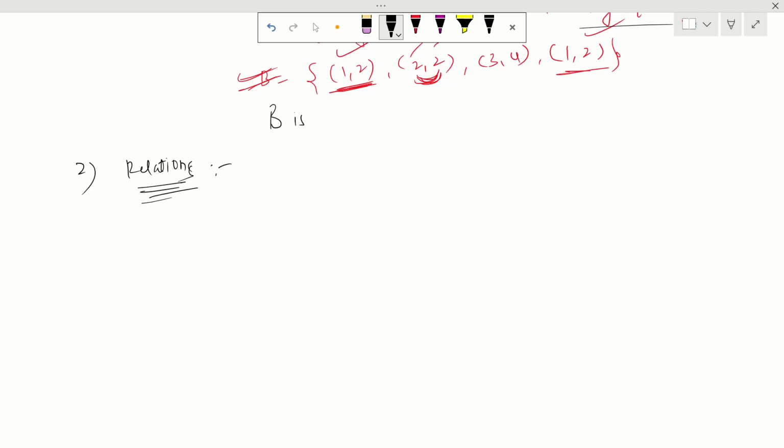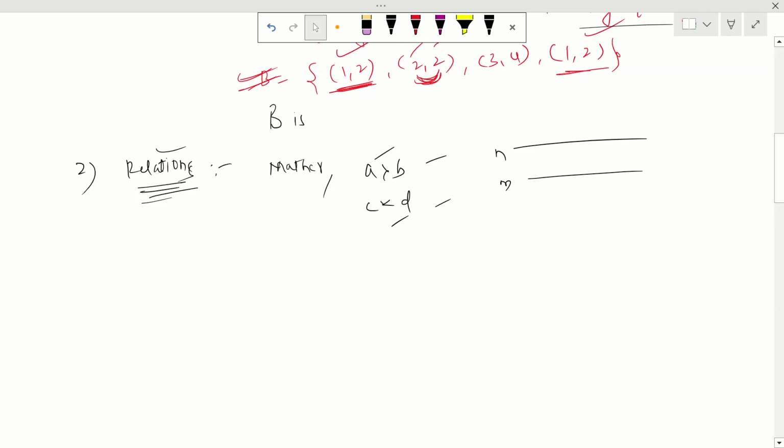In our daily life we have relations such as father, mother, son, teacher, student. Like that, in mathematics also we have relations between quantities. Suppose a is greater than b and c is less than d, or line m is parallel to n. These are what we call relations.